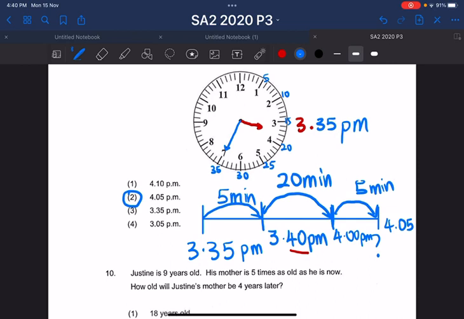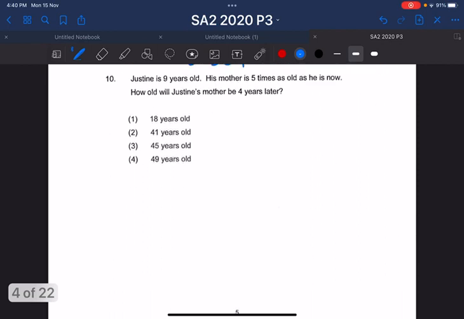Okay, now question number 10. Question number 10 is about a boy called Justin. Now, Justin is 9 years old. His mother is 5 times as old. Wow. So, Justin is 9. The mother is 5 times. So, we're going to multiply this by 5. Now, if your mental sum is good, 9 times 5 will give us 45.